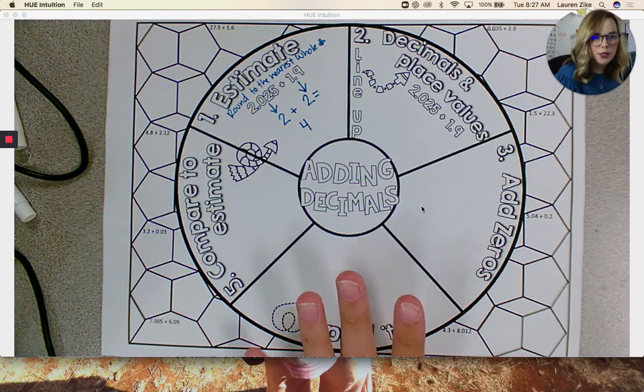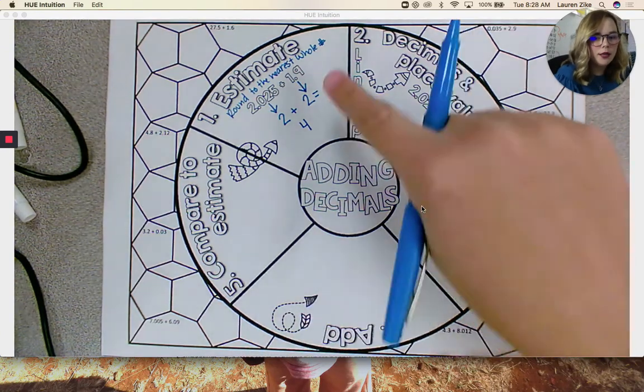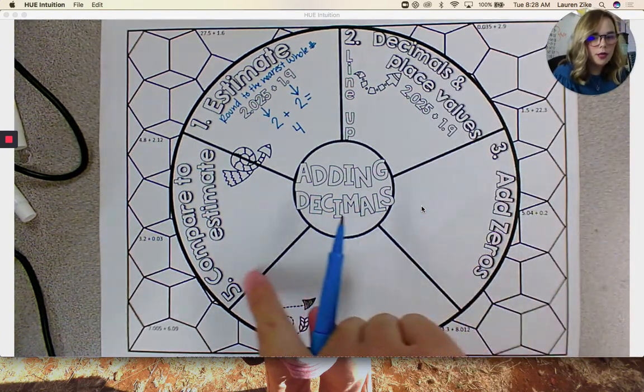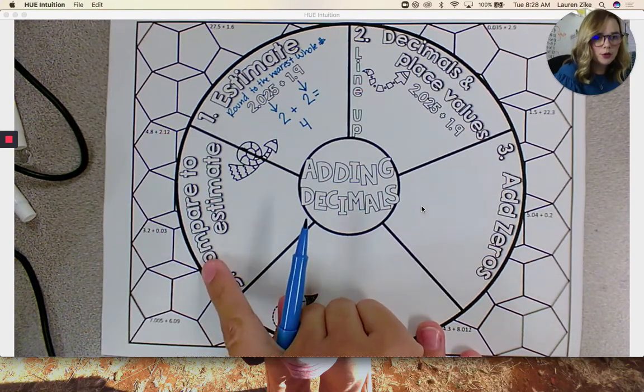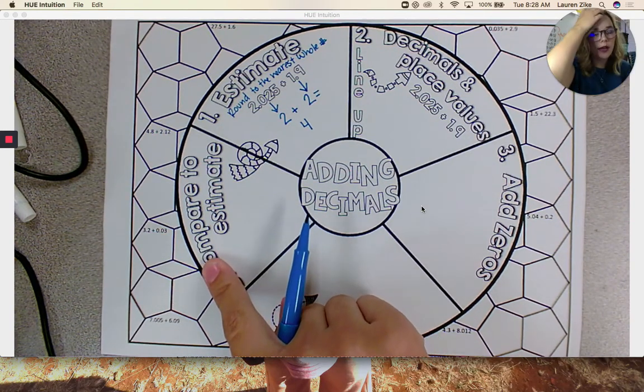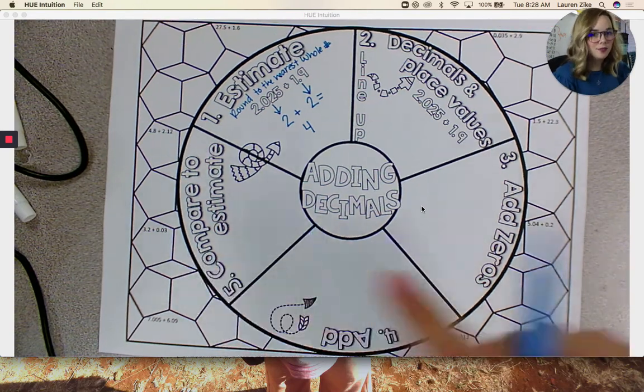So the reason that we start with estimating is because when we get all the way through our steps, we can compare to our estimate to make sure that we didn't make any big mistakes.